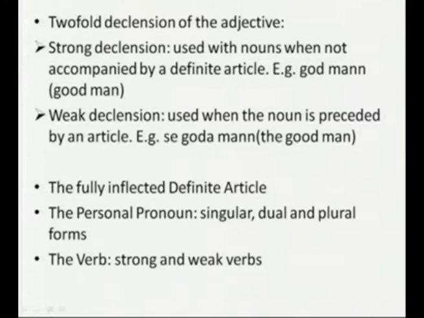Then I will quickly read through the other features which are important as we look at Old English. The twofold declension of the adjective: the strong declension used with nouns when not accompanied by a definite article, for instance, god man, or good man. Then there is a weak declension used when the noun is preceded by an article, for instance, the good man. Then the personal pronoun has singular, plural and a dual form, that we do not really use today, and there is the presence of strong and weak verbs.